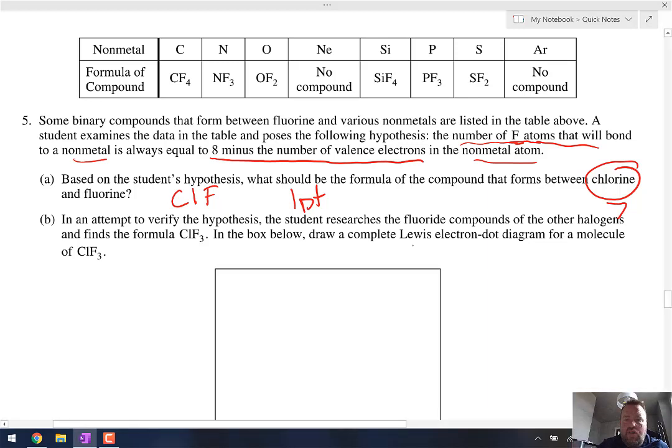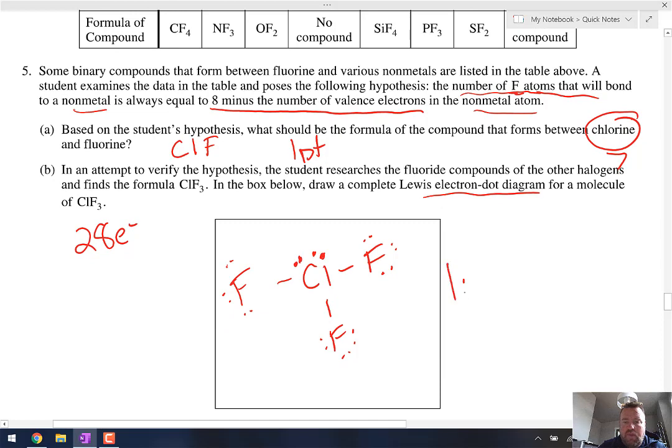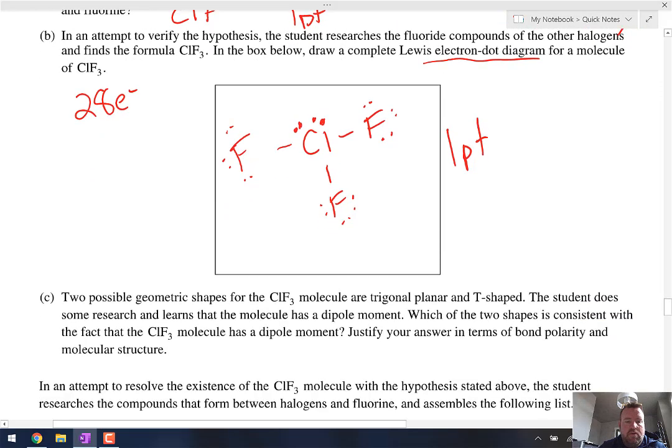Okay, letter B is asking you to draw the Lewis electron dot diagram for ClF3. So the first thing, 28 valence electrons. I'm going to put the chlorine in the middle. I'm going to put the 3 fluorines around it. I'm going to complete the octet with 6 more electrons around each fluorine. And that adds up to 24 electrons. So I have 4 left over. So 25, 26, 27, 28. So you need to have 3 single bonds and then 2 lone pairs on that central chlorine atom. That is also a 1 point response.